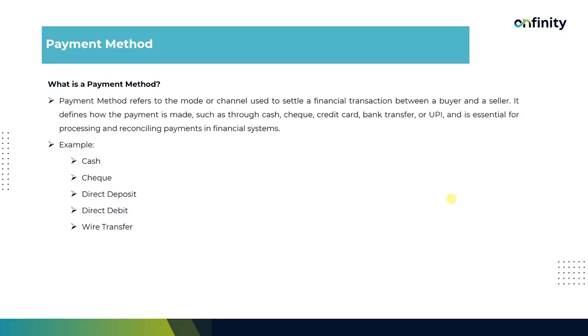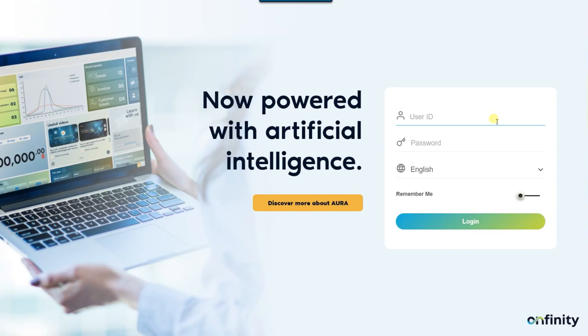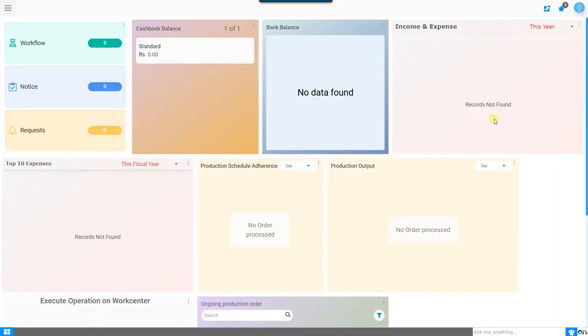Now let's move to the system and create a few payment methods. First, log in with your login credentials. At the landing page, you can see the various mosaics or dashboards, which currently show no data. This is because you are configuring a new tenant.